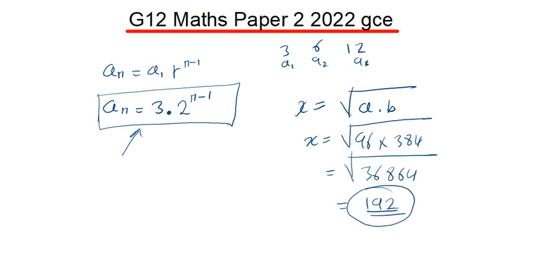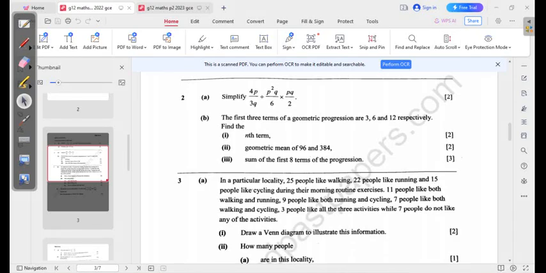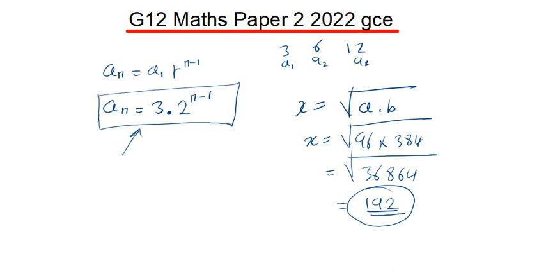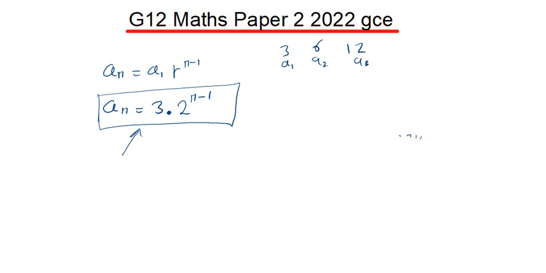Okay, so now let's go to the last part of this question. We have to find the sum of the first 8 terms of the progression. This part is very interesting. The partial sum equation that we use is Sn equals a1, which is our first term, open bracket 1 minus r to the power n, close, divided by 1 minus r. That's what you're going to use.